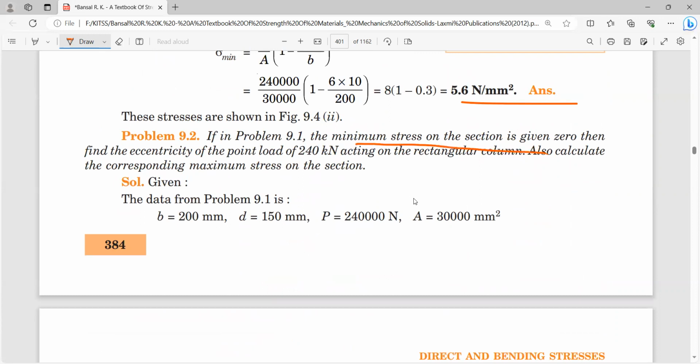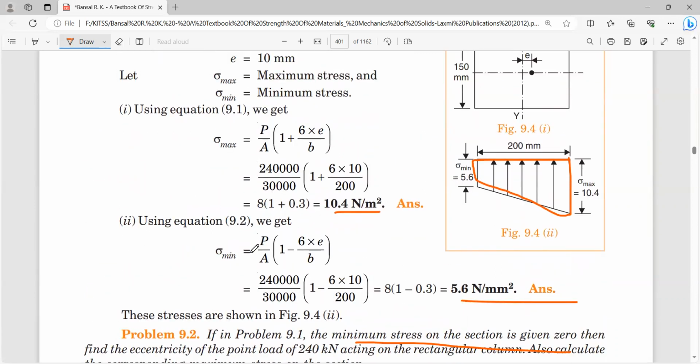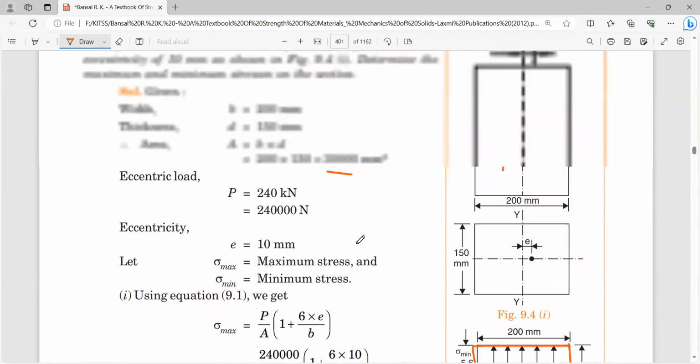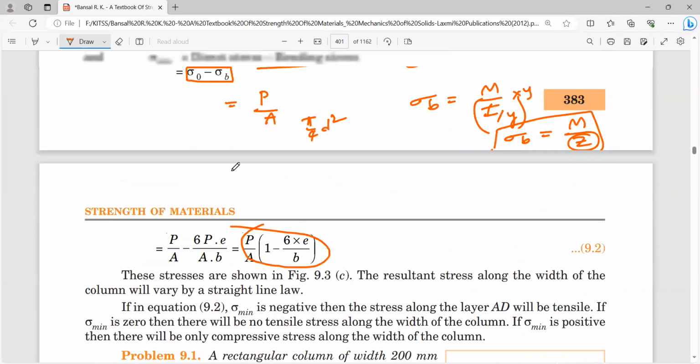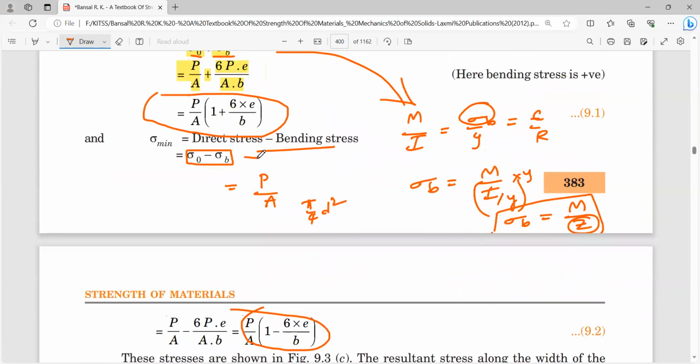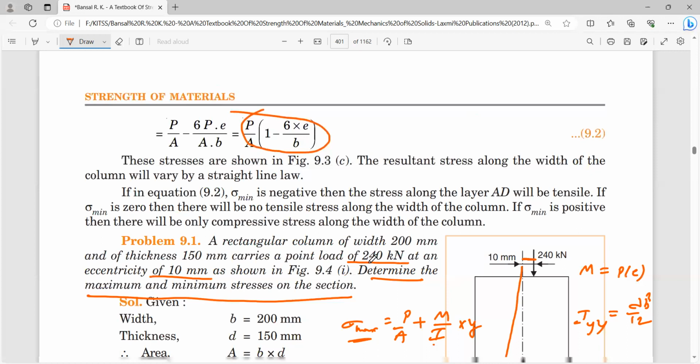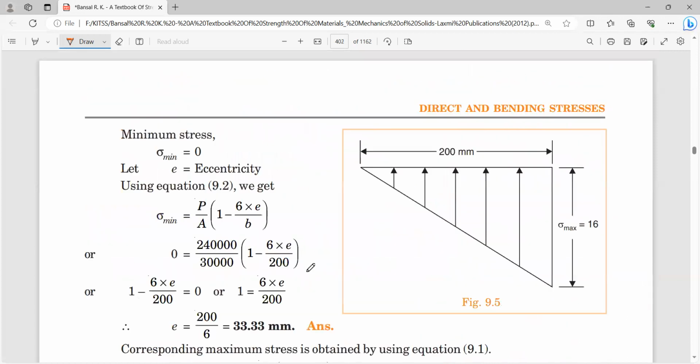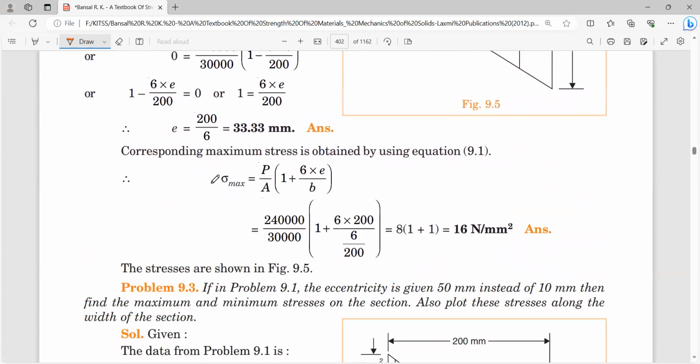The minimum stress in the section is 0. What is meant by minimum stress 0? That is P by A of 1 minus 6e by b, or sigma naught minus sigma B is equal to 0. If we equate this, P by A of 1 minus 6e by b is equal to 0. From that they are asking what eccentricity is required, what eccentricity comes, and what the maximum stress is. You can calculate.